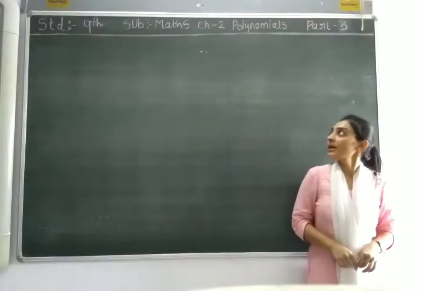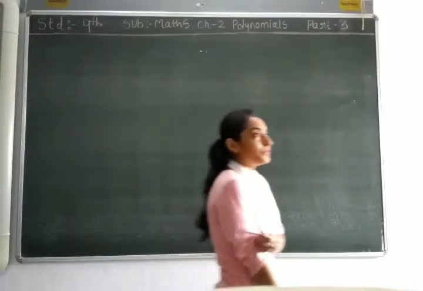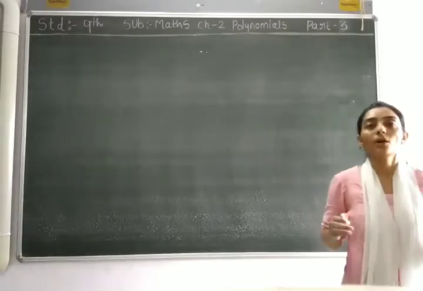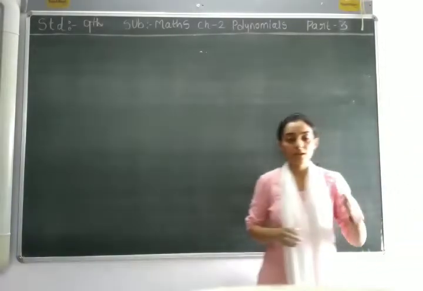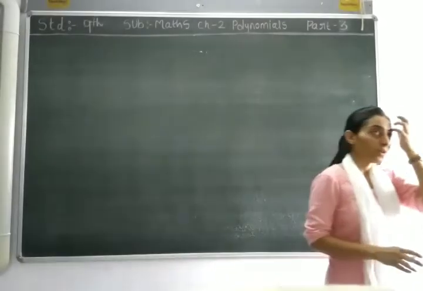Standard 9, Subject Maths, Chapter number 2, Polynomials, Part 3. We have seen in a previous video how to classify the polynomials. First we have seen by its term and by its degree. Now we move on towards how to find the zeros of the polynomial.